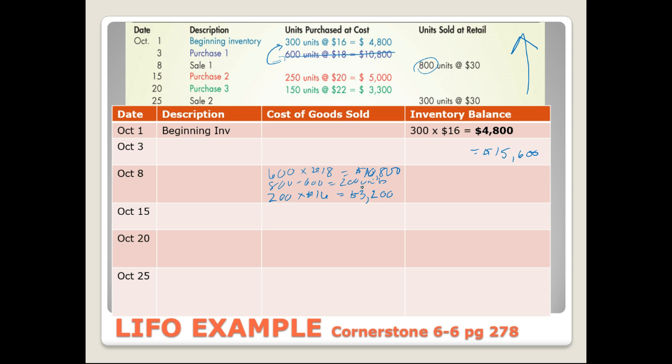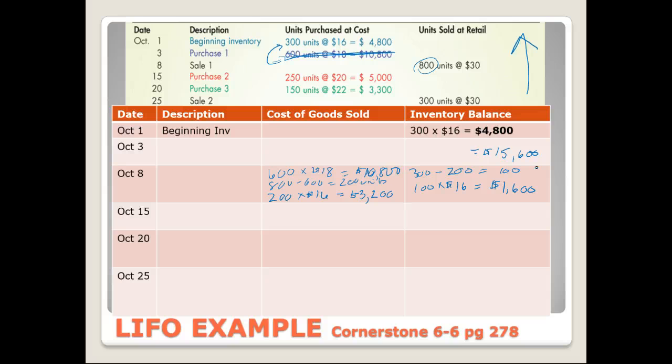Now, so what's left? Well, we used up all of the $18 units, so there's no ending inventory of those. And we had 300 units of the blue at $16 a unit, but we sold 200 of them, so there's 100 left. And there's $16 a unit. So right now there is $1,600 worth of inventory available for sale as of October 8th.